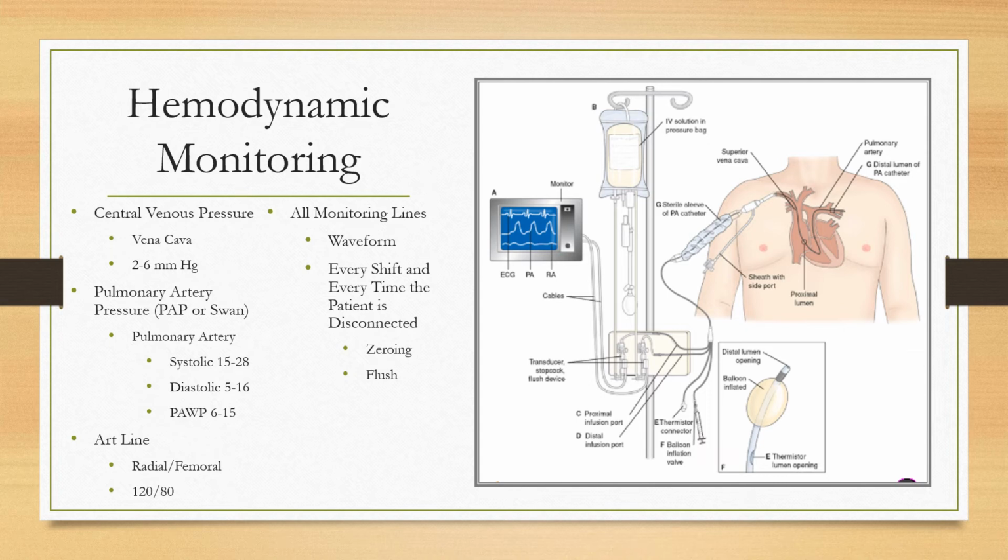Pulmonary artery, so they thread another part of the distal lumen into the pulmonary artery, and they can get pulmonary wedge pressures, which just means they've threaded it further into the pulmonary artery, and they get a pressure as far into the pulmonary artery as possible. They can get pressures in the right ventricle, and it really just gives a good idea of how much pressure is being generated by the pumping of the right ventricle. What's the oxygenation of the blood returning to the right side of the heart?